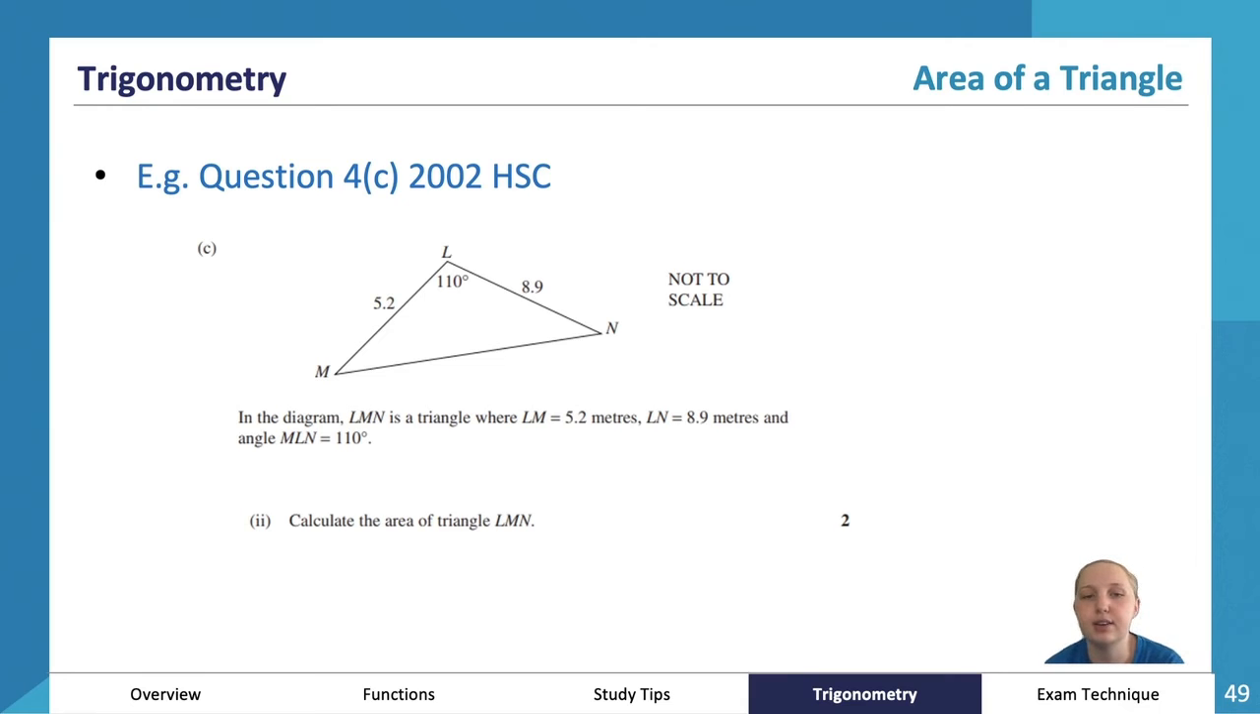I'll give you just a minute to have a look at this one. In the diagram, LMN is a triangle where LM equals 5.2 meters, LN equals 8.9 meters, and angle MLN is 110. For 2 marks, calculate the area of the triangle LMN. The reason you know you have to use the area of a triangle formula is because it's literally told you to find the area and it's not right angled. So you need to use the formula for non-right angled triangles. I'll give you just a minute to have a quick go at this one.